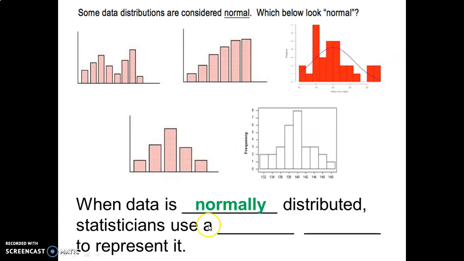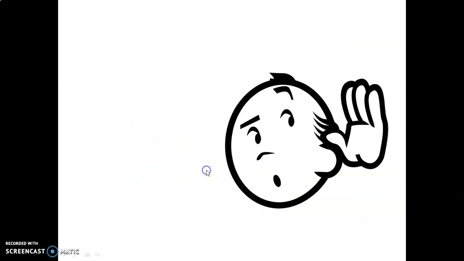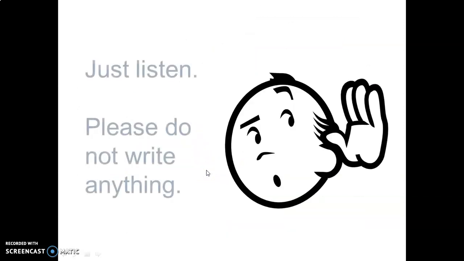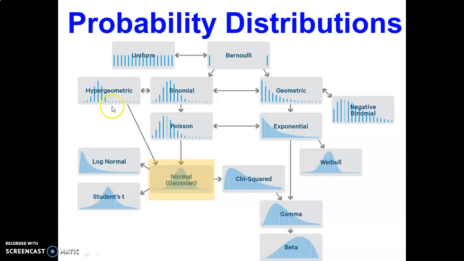So when data is normally distributed, statisticians use a normal curve. When your histogram of data has that shape, you can use a curve to approximate it. For the next little bit, just listen, and we'll take notes a little bit later again. There are many distributions in probability, but we're focusing right now on this single one, the normal distribution.